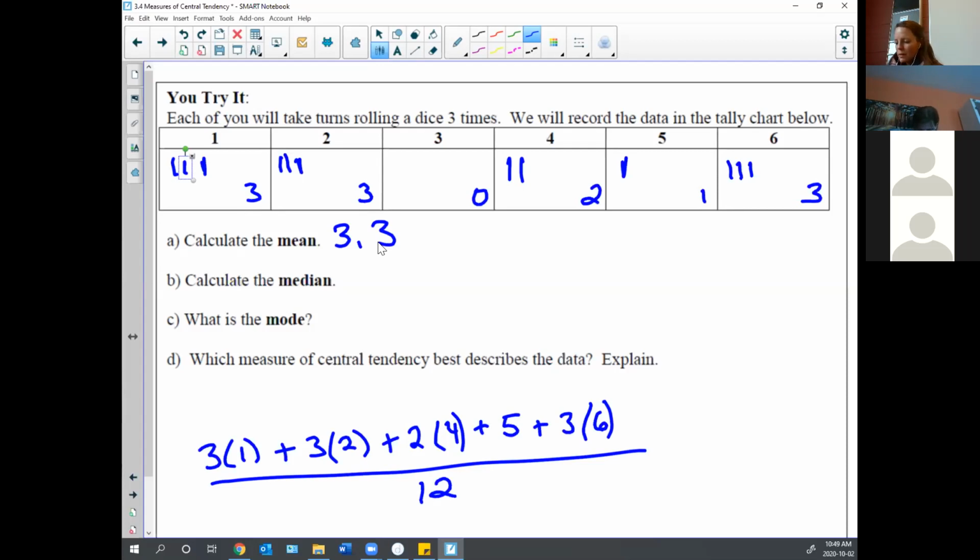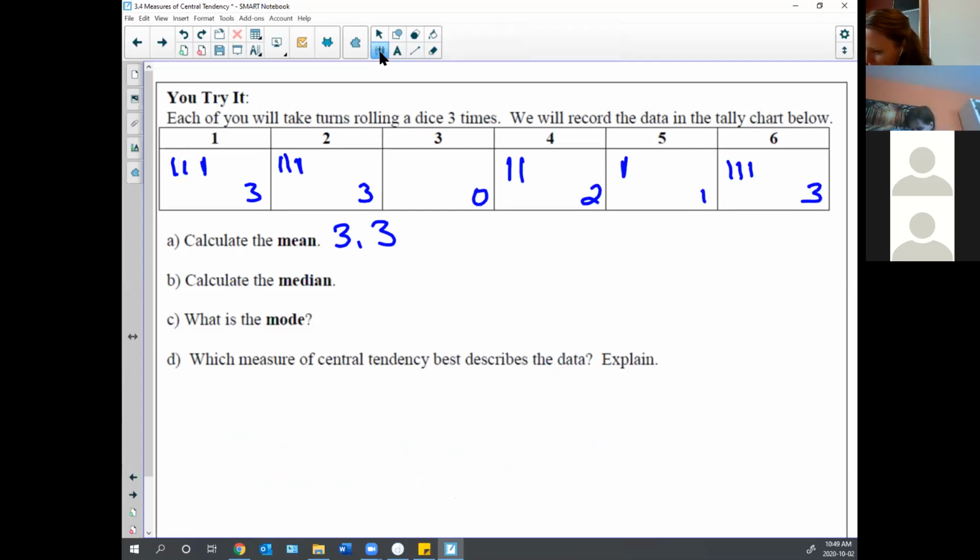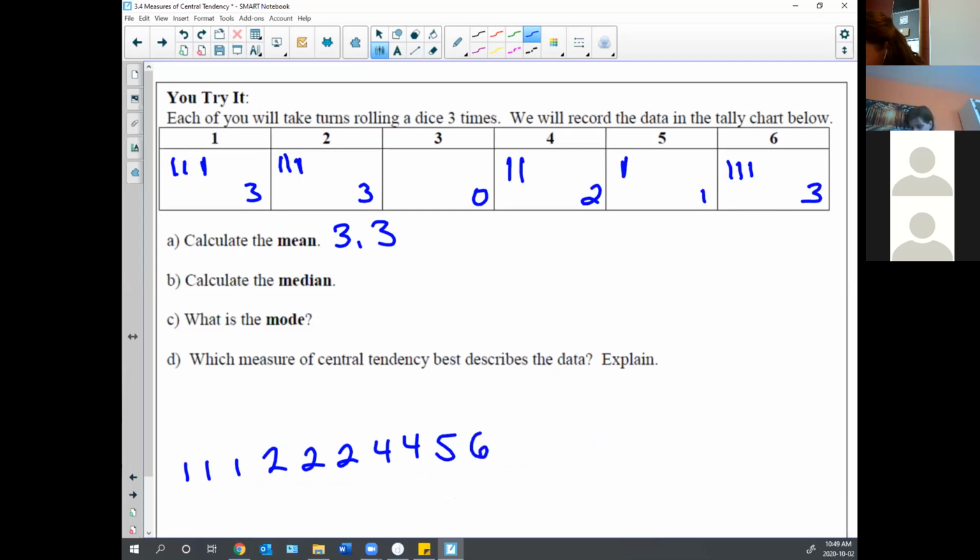Okay, median, the middle number. We have to write these out. Would you look at that? It's a 3. Is it a 3? Yeah. So I have 3 1s, 3 2s, 0 3s, 2 4s, 1 5, and 3 6s. Never mind, it's a 2, I think. I'm actually getting it in between. I got it in between 2 and 4, so it is a 3, Maya. Really? Yeah. Oh, okay. Never mind. I'm right.